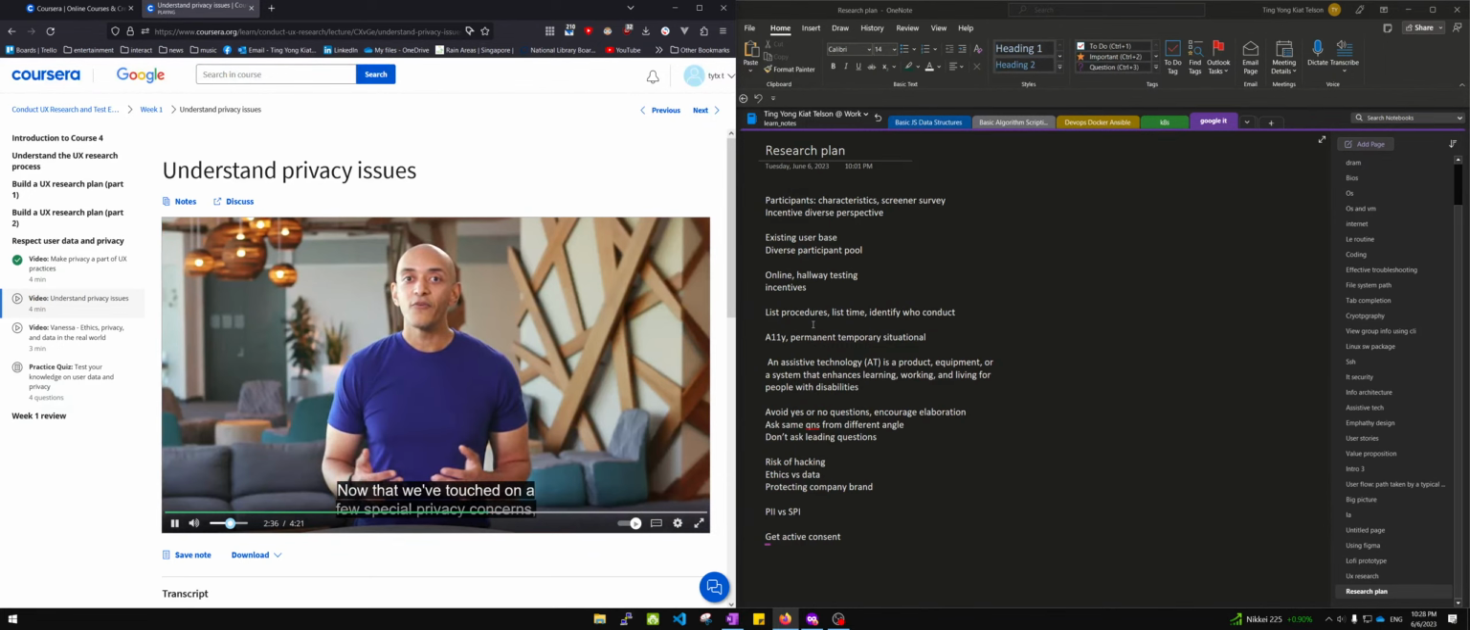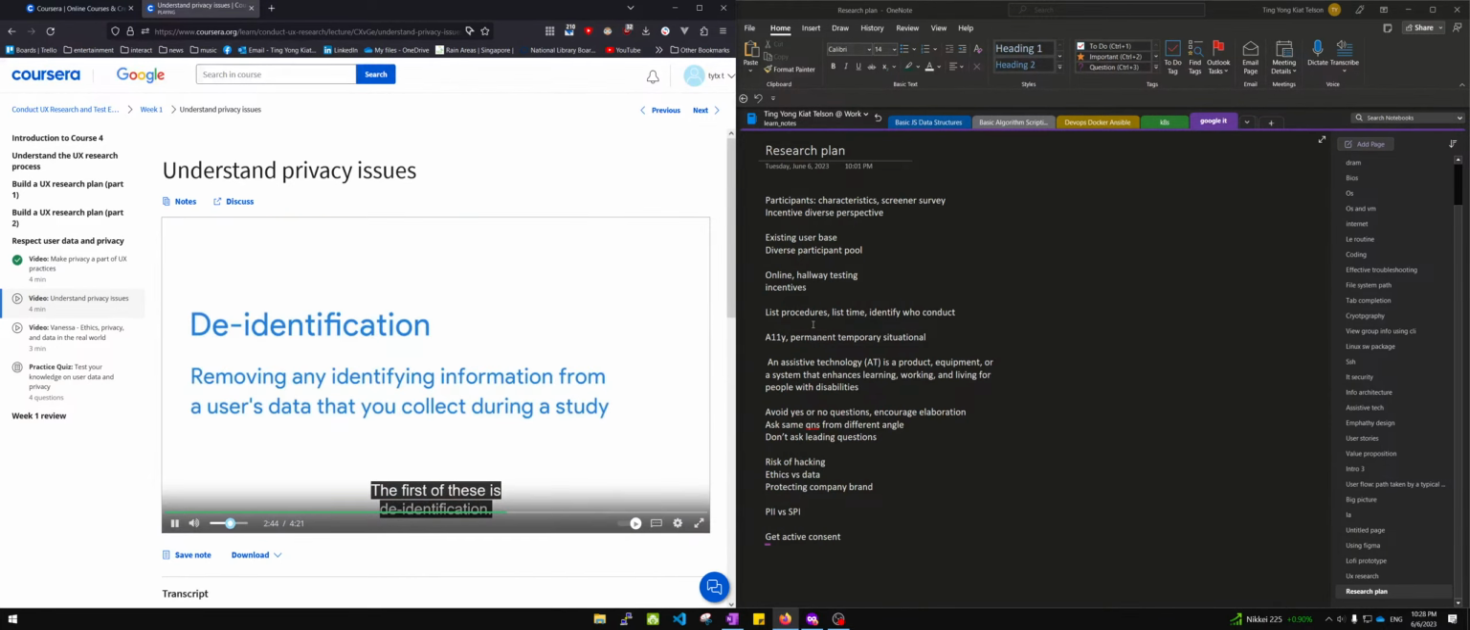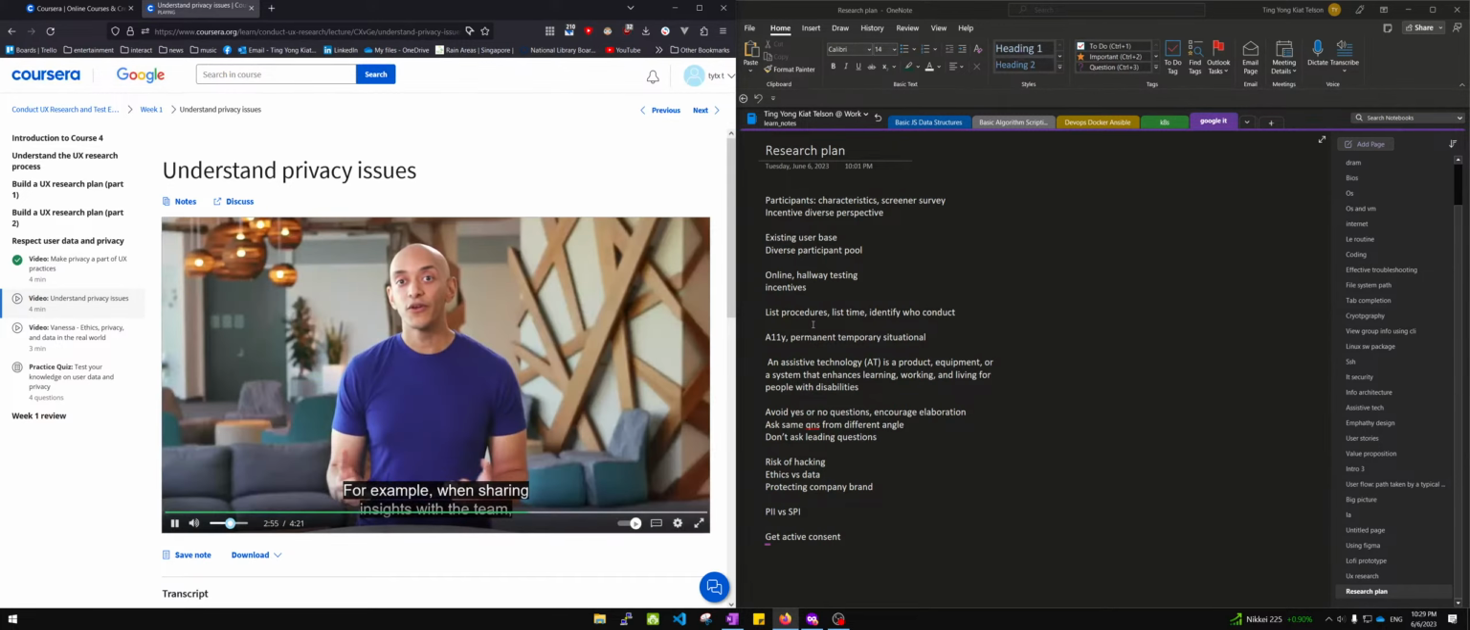Okay, now that we've touched on a few special privacy concerns, let's check out a couple of tools you can use to maintain privacy. The first of these is de-identification. De-identification is removing any identifying information from a user's data that you collect during a study. For example, when sharing insights with the team, rather than attributing a quote to a participant by name, you might say participant 1 and change all pronouns to they.